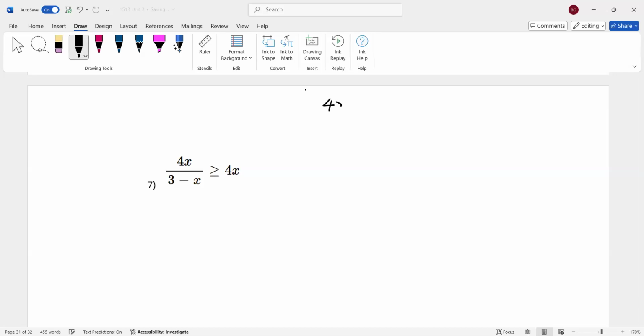Okay? So 4x over 3 minus x is bigger than or equal to 4x. Some of you, like me, feel uncomfortable with 3 minus x, so I might write x minus 3, but it's just an option. You don't have to. If we do nothing about that, that's still okay. So 4x over 3 minus x minus, we're going to subtract 4x from each side.